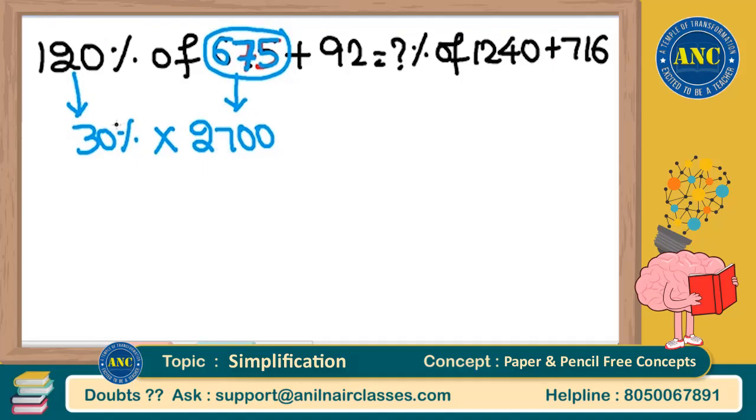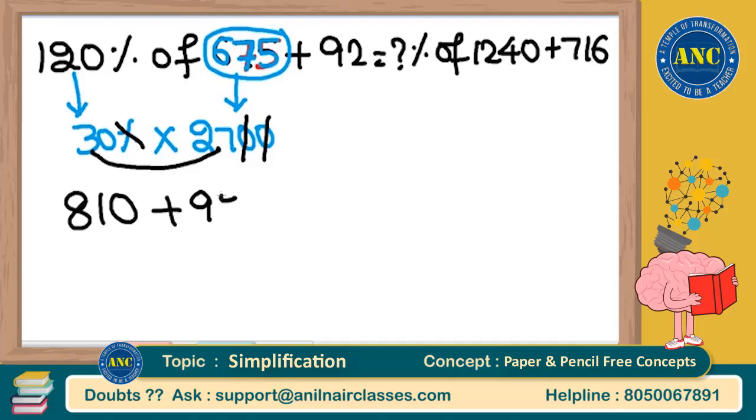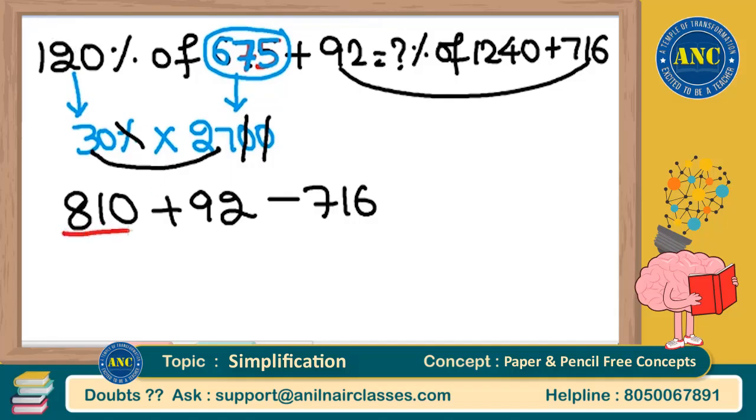Remove percentage, cancel 2 zeros. 3 into 27 is very easy for me as 81 followed by 1 zero. Plus 92 I will write as it is. Minus 716 I will shift to the left hand side. Now same logic let me implement again. 810 plus 92 is nothing but 902 minus 716.